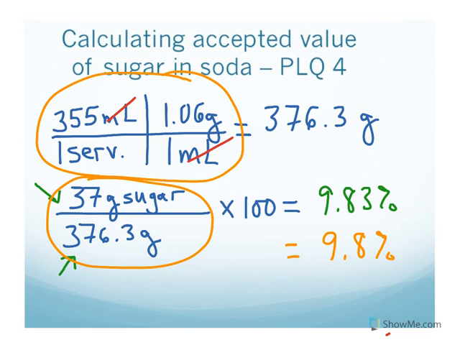You'll repeat this process for the black cherry as well, and the number to use for the grams of sugar instead of 37 will be 44 grams of sugar for the black cherry. The density of the black cherry will probably not be this 1.06 grams per mil, but something else. So when you do the black cherry, you'll have to use the black cherry density instead of the lemon lime density.